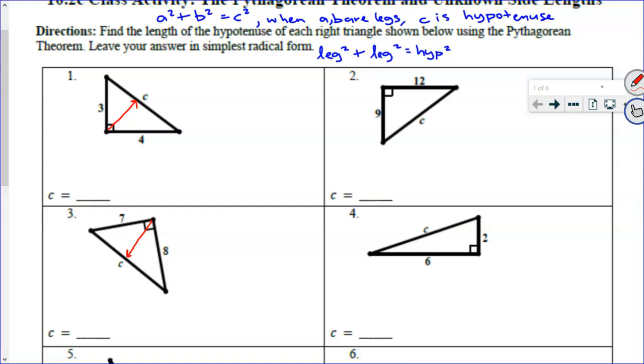Good. So it works not just for finding the hypotenuse, it works for finding legs too. And we see that in our first 2 examples. So we're going to put this to practice now.